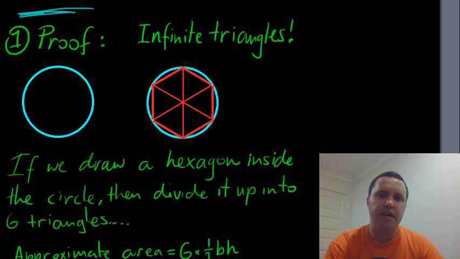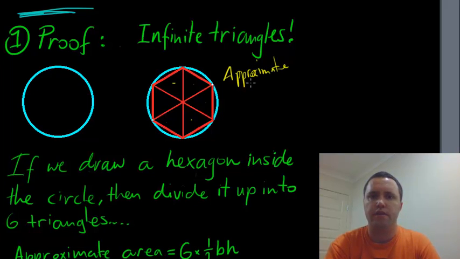What we've got here is a circle, good old circle. And what I've done here is I've drawn a hexagon inside the circle and divided it up into 6 triangles. So 1, 2, 3, 4, 5, 6. What we're doing here is we're trying to find the approximate area. We're not going to be able to find it perfectly, because these little pieces in here are not counted as part of adding up the sum of these triangles.